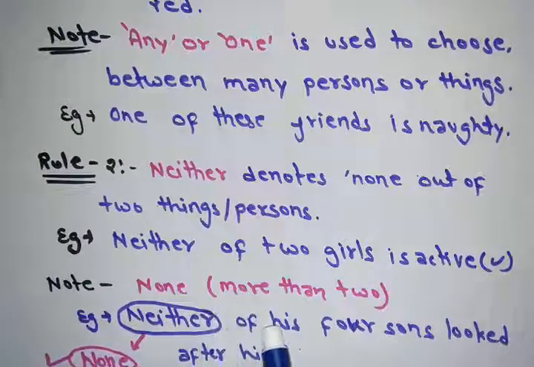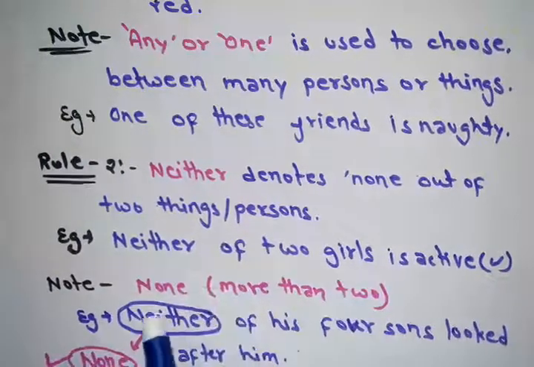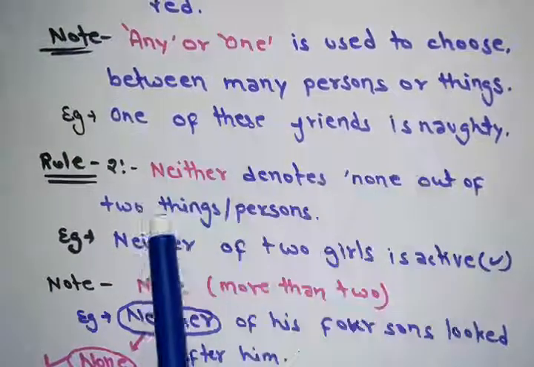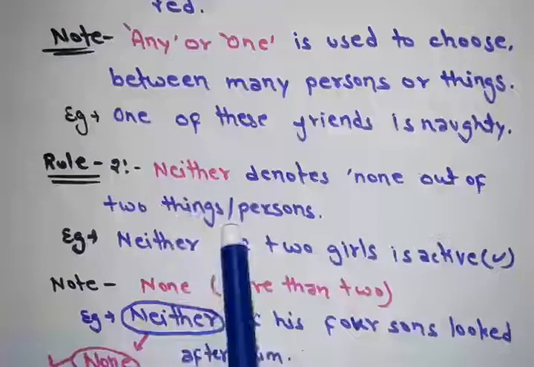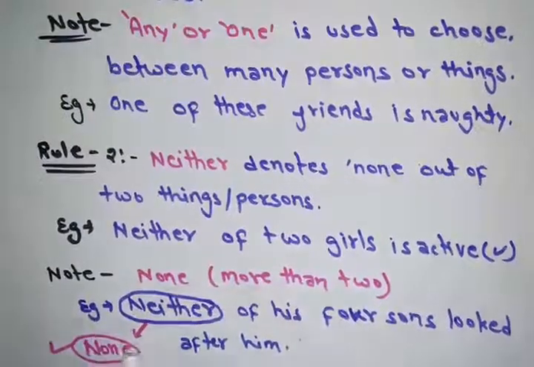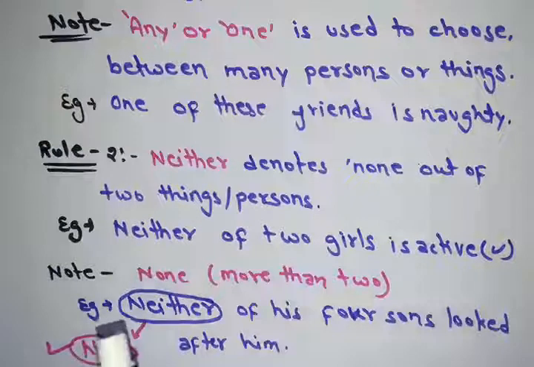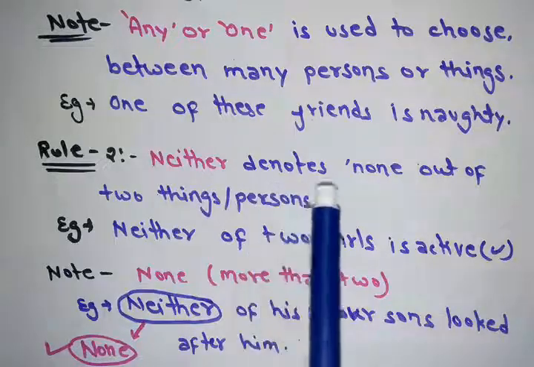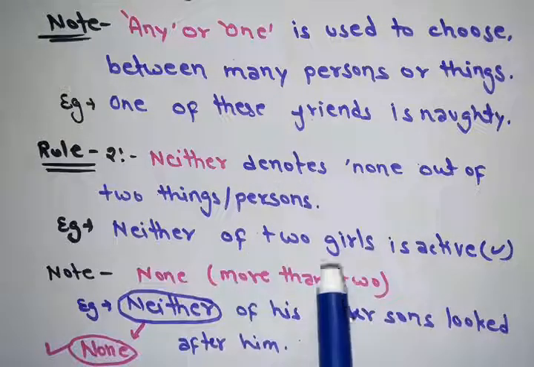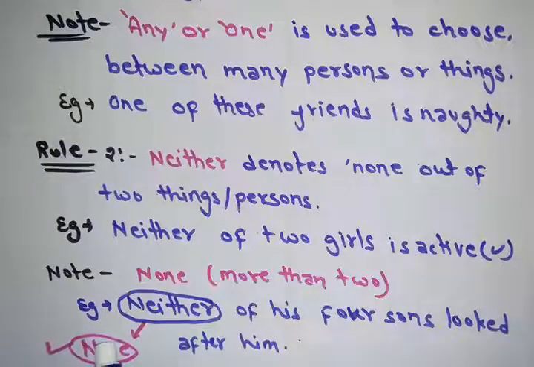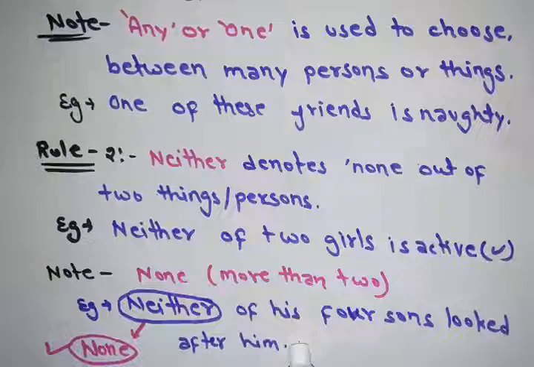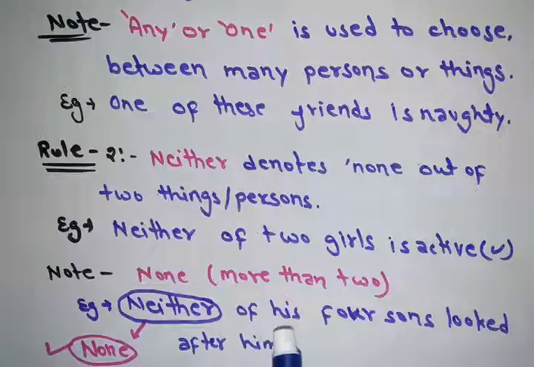For example, neither of his four sons looked after him. So we can't use neither here, because neither is used only for two things. Therefore, none is used here. So always remember, if there are men or things more than two, we use none here. None of his four sons looked after him. This is the right format of the sentence.